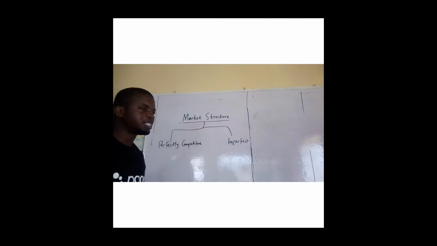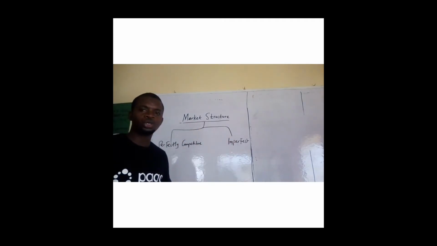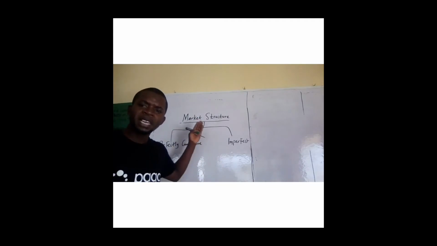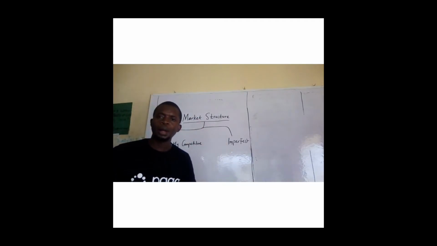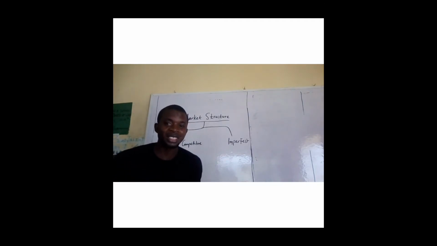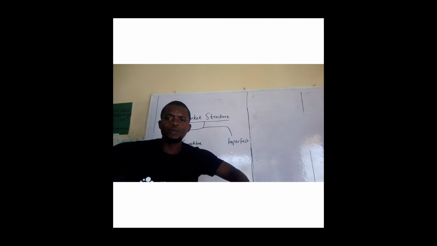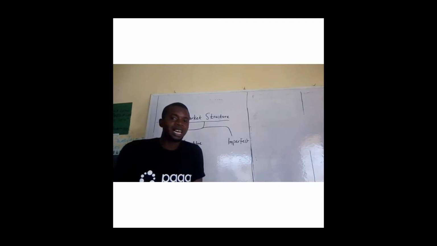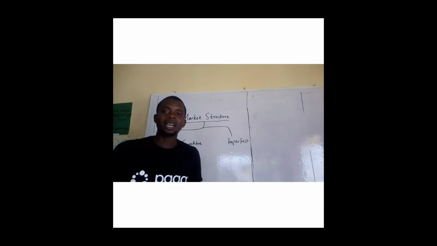To understand this concept very well, we need to look at the types of market structure. But before that, by definition, what is market structure? Market structure simply refers to the number of sellers in a market and how these sellers in an industry or in a market compete among themselves. So we are looking at how firms compete among themselves, and we are also looking at the number of sellers in that industry. That is a major concern of market structure.